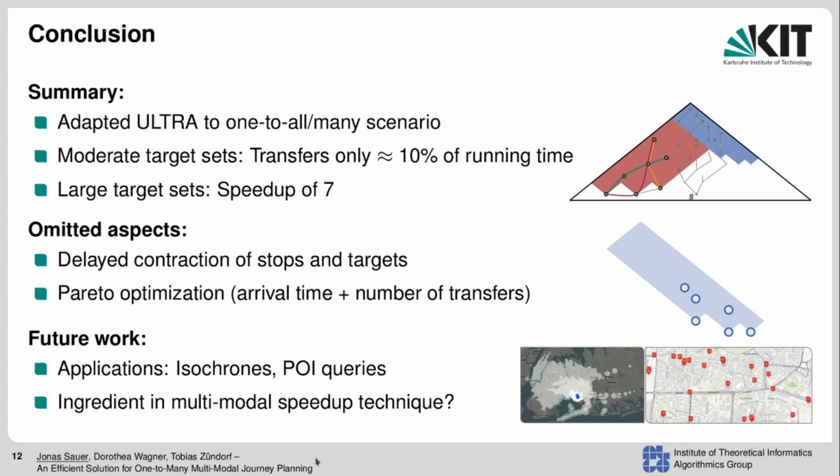In summary, we adapted Ultra to one-to-all and one-to-many scenarios by incorporating ideas from RFast. For moderate target sets, we managed to reduce the transfer exploration to only about 10% of the running time. For large target sets, we achieved a speed up of up to 7. There were some aspects that I didn't have the time to go into, namely delaying the contraction of stops and targets during the CH computation can significantly reduce the size of the stop and target selected graph on which we do the sweeping. Furthermore, we implemented a variant of our approach that includes Pareto optimization, so we aren't only interested in the arrival time but also the number of transfers.